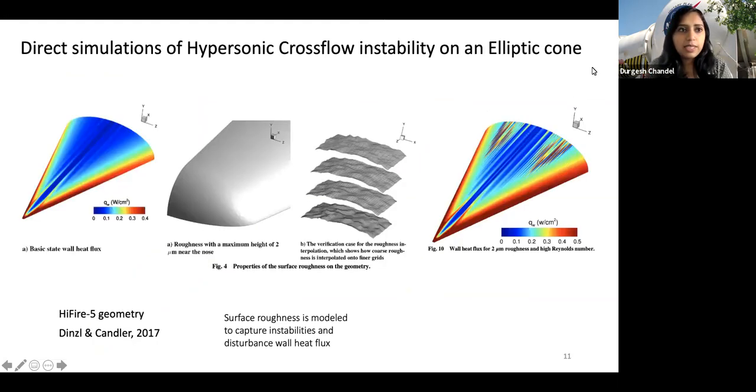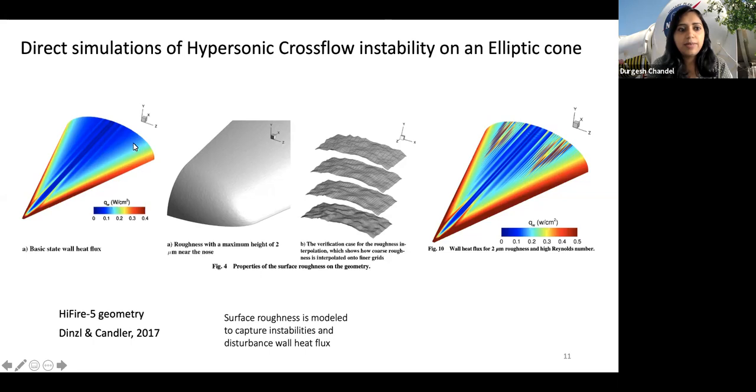Another example problem is the flow over an elliptic cone. This is a geometry of the HIFiRE-5 vehicle, which is just an experimental vehicle to study hypersonic flight phenomena. My colleagues computed a basic flow state, and the main goal here was to capture the flow instabilities on an elliptic cone flow configuration.